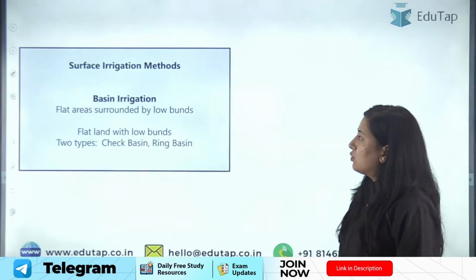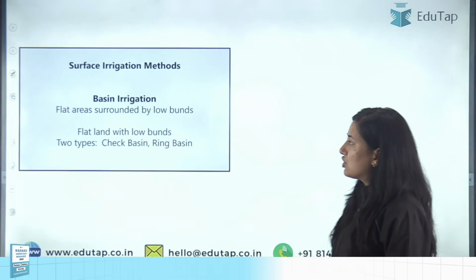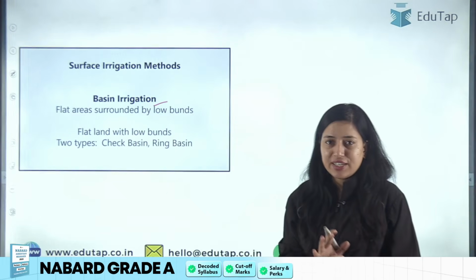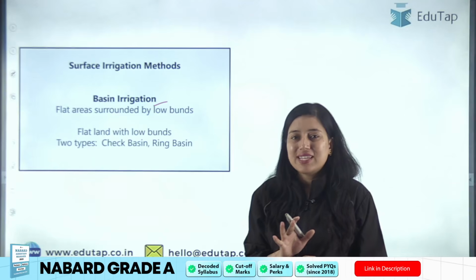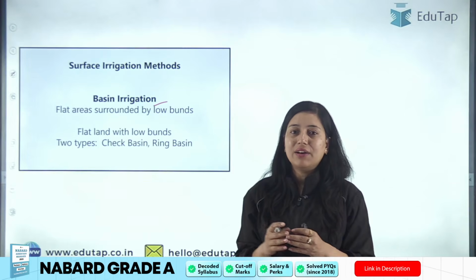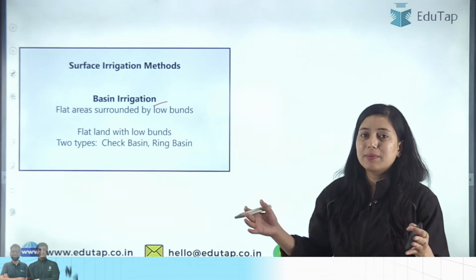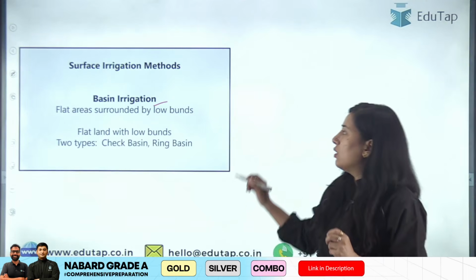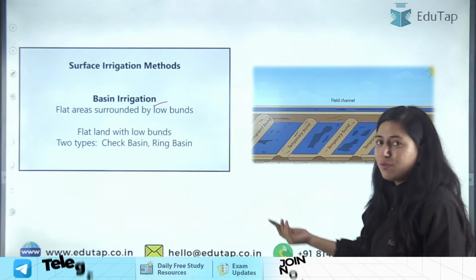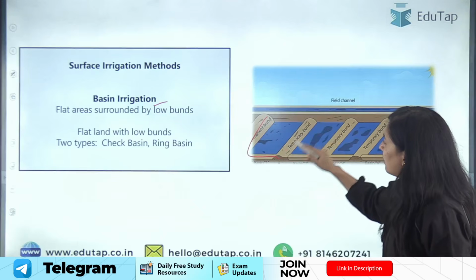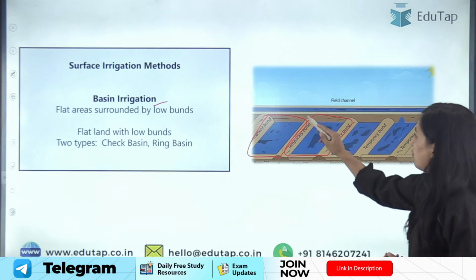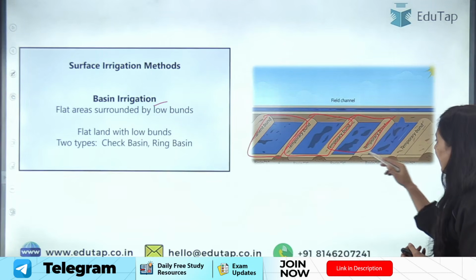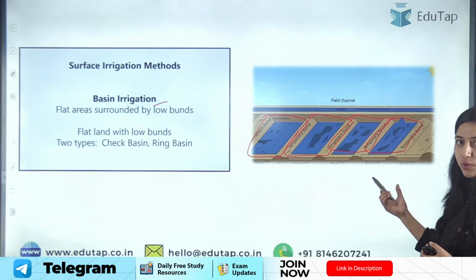Now let's move ahead to the next type of surface irrigation method, which is the basin surface irrigation method. Now students, it's very simple. Like we all have a wash basin, right? So it is a basin. A basin is something that can contain something, right? So in case of basin irrigation, again what we are doing, we are making small basin-like structures in our field so that they can contain the water that we are providing to it, right?